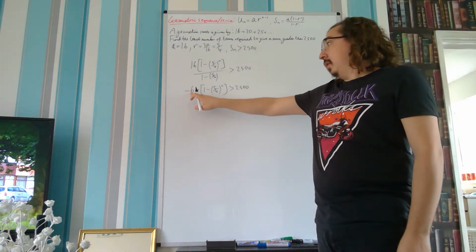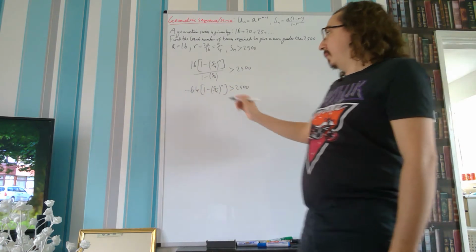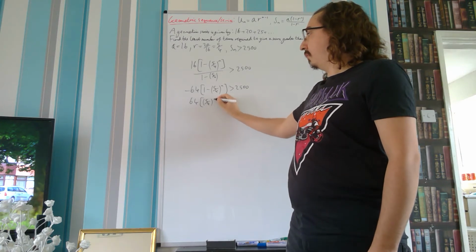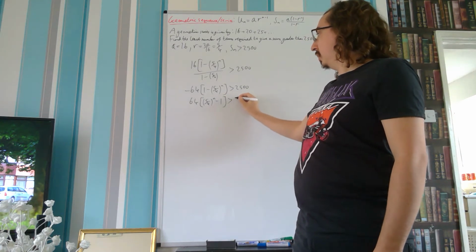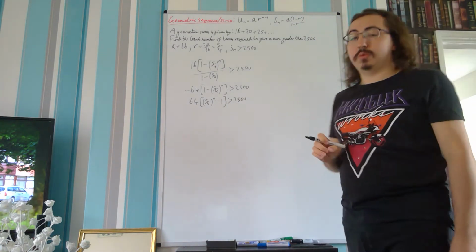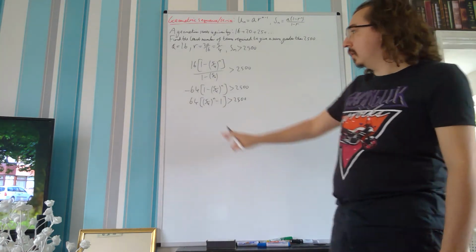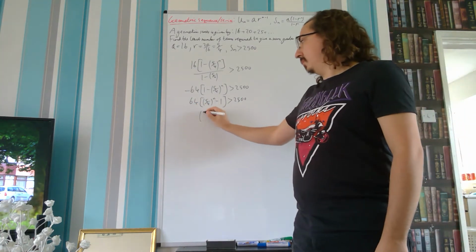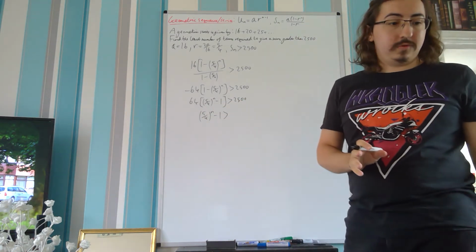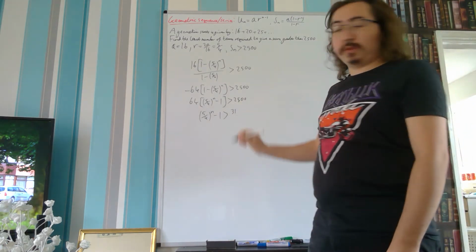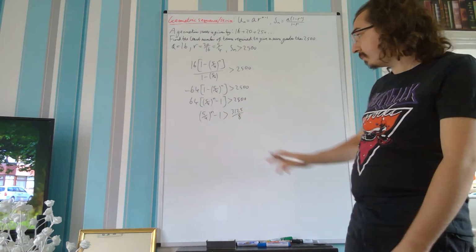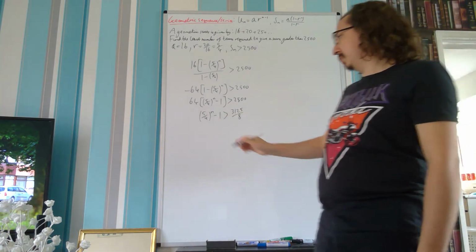Now we can get rid of the minus by flipping those two, so we can say that really we've got 64 times 5 over 4 to the n minus 1 is greater than 2,500. That means we don't have to worry about the inequality sign there. So let's divide by the 64. So we've got 5 over 4 to the n minus 1 is greater than 2,500 divided by 64, which gets us 3,125 over 8. Moving the 1 over becomes a plus 1.